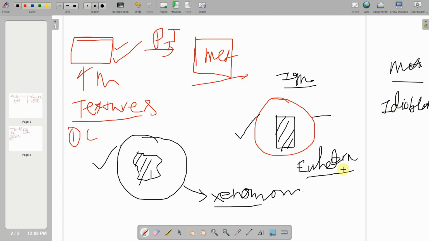Okay, so that's the idioblastic. For the metamorphic I'll be calling it that. If it's a xenomorphic structure, where you find no perfect outline in a crystal, that kind of texture will be named in case of metamorphic rock as a xenoblast.